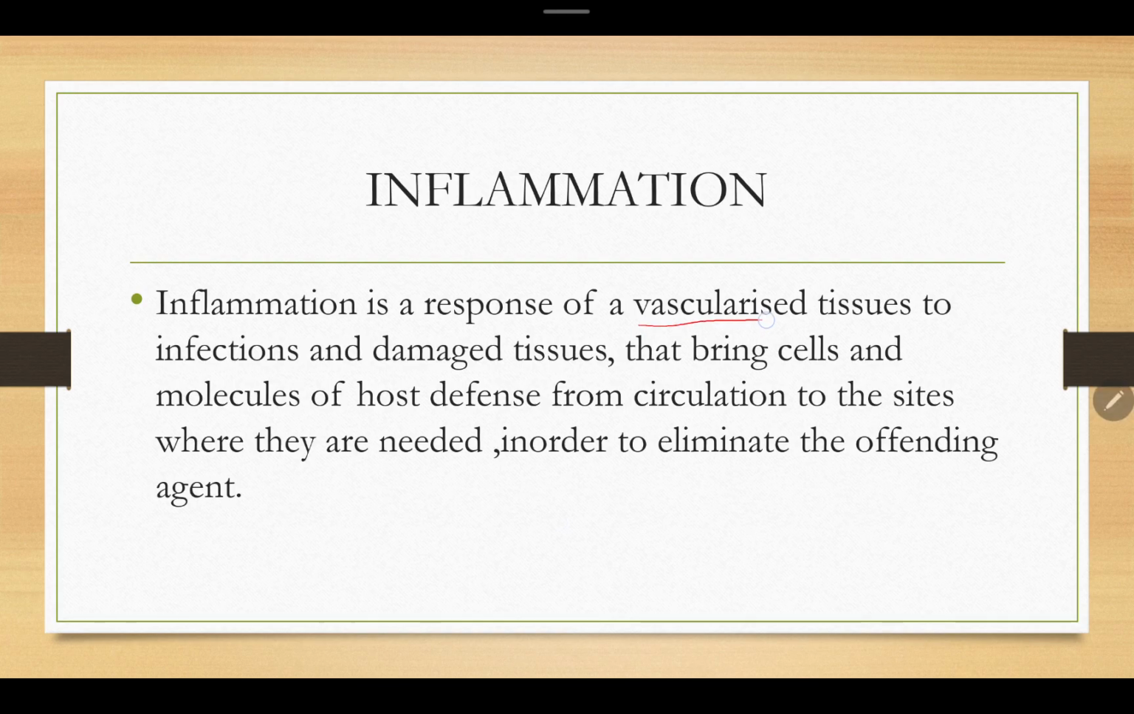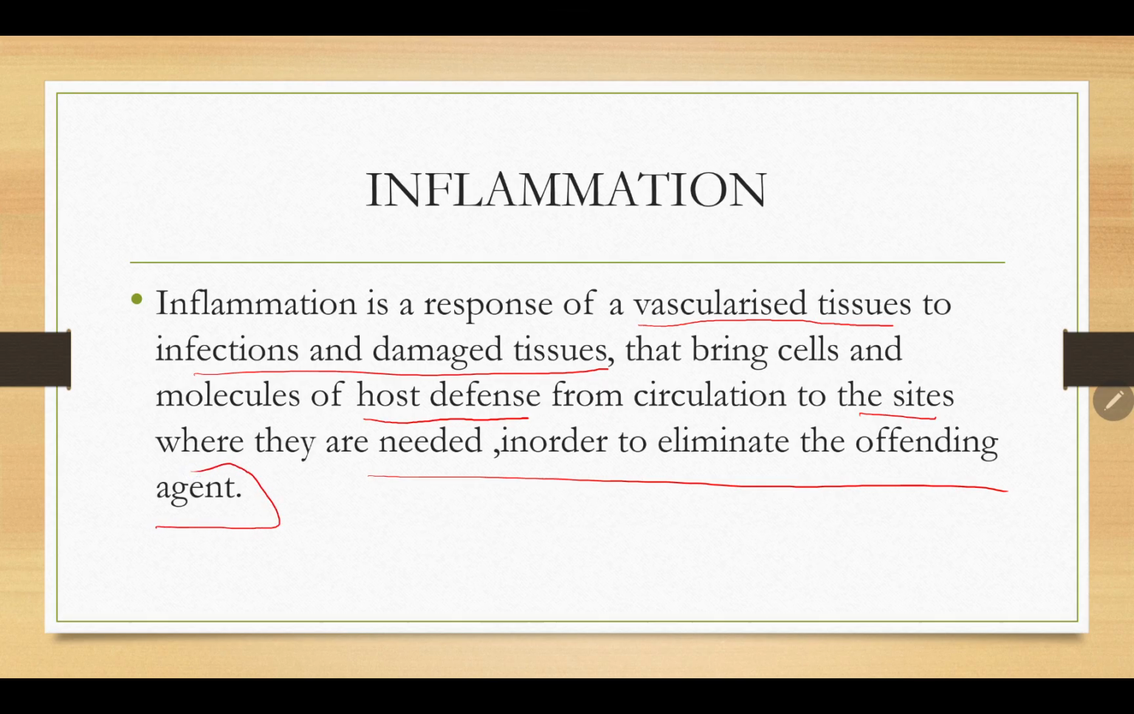It is a response of a vascularized tissue. If a tissue is vascularized and there is any infection or any damage to the tissue, it will bring the cells and molecules of host defense from the circulation to the site where they are needed in order to eliminate the offending agent. This is the Robbins definition.